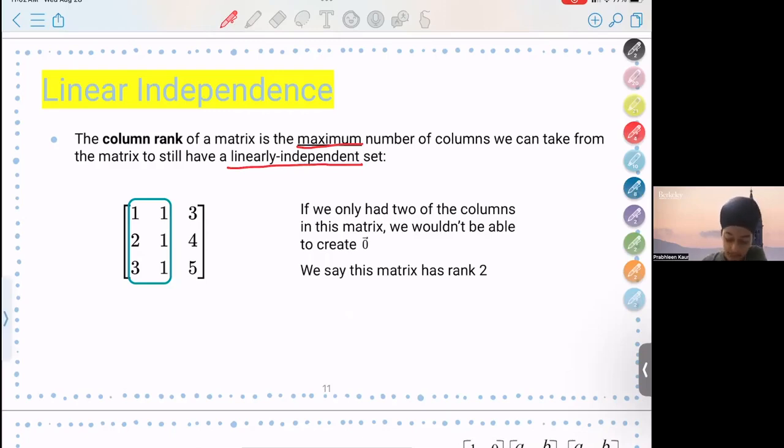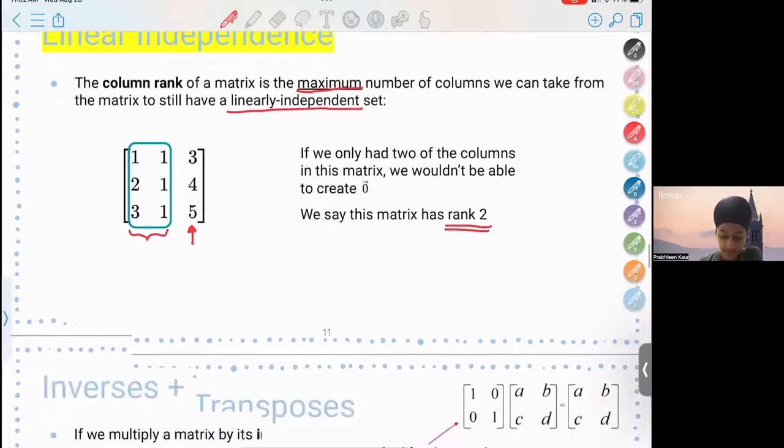So in this case, these two columns are linearly independent. As soon as we add the third column, it becomes dependent, so we wouldn't count this. This would give us a rank 2 because we have two columns that are linearly independent in this matrix.